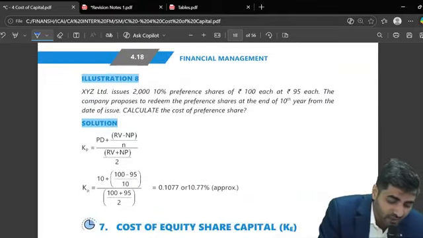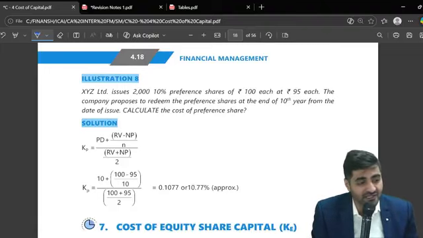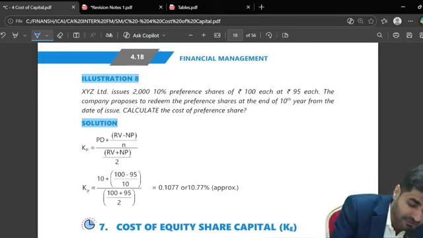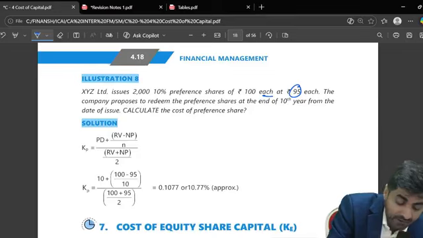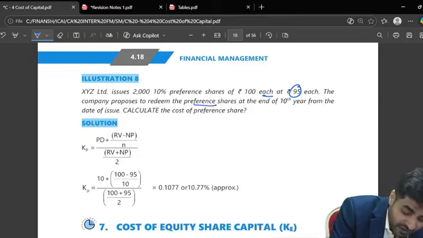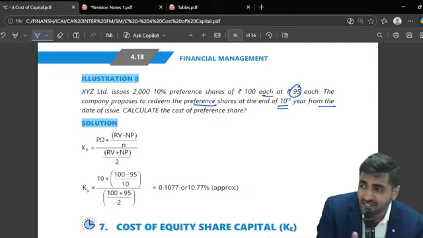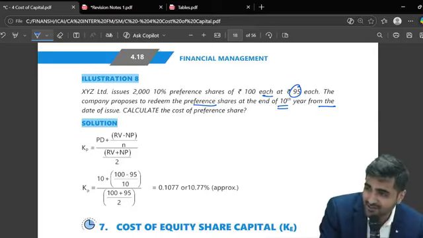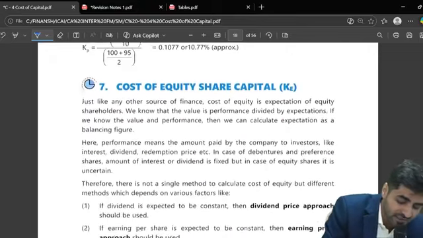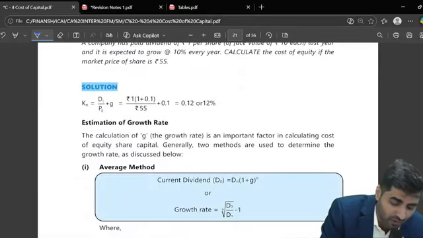Okay. Come to illustration 8. Now in illustration 8, just check. What is given to you: XYZ issues 2000, 10% preference shares of 10 each at rupees 95 and the company proposes to redeem the preference shares at the end of the 10th year from the date of issue. We are required to calculate the cost of preference shares. Now this is redeemable. This can be done directly only. We have RV, NP, etc. Everything we can do. Okay. This is illustration 8. Now let us talk about KE. KE also I explained you all these approaches.